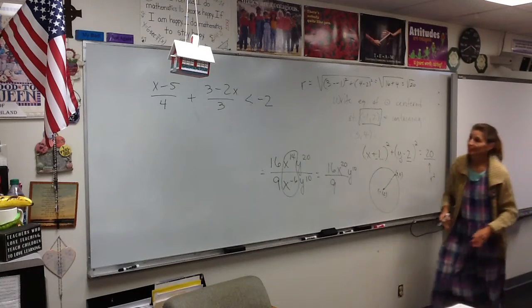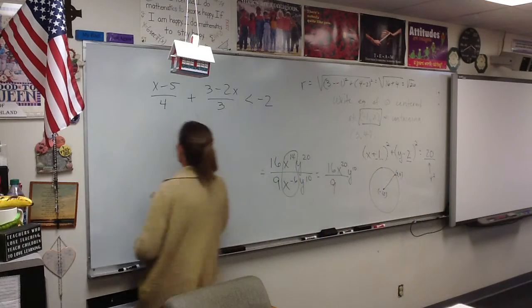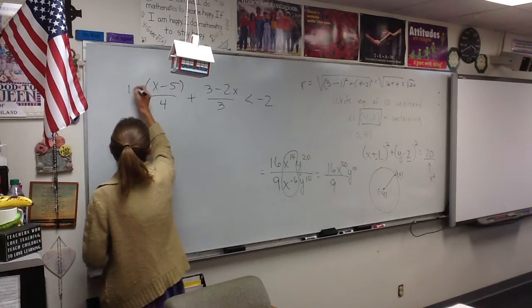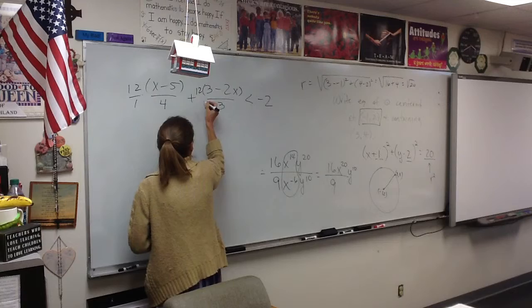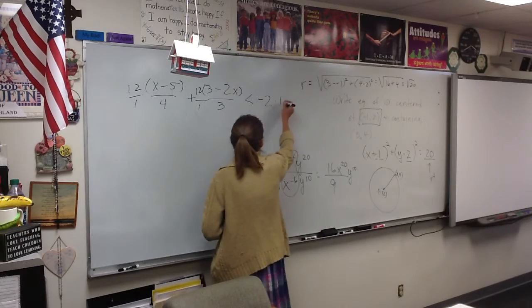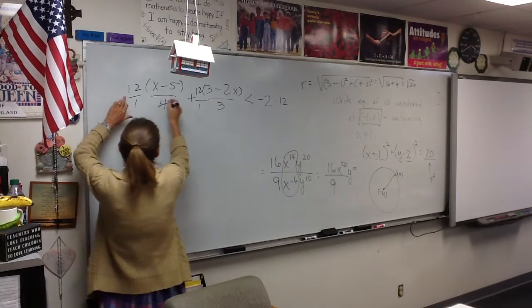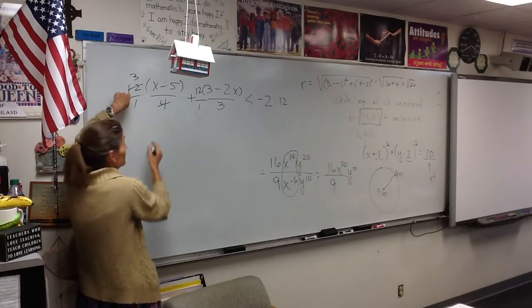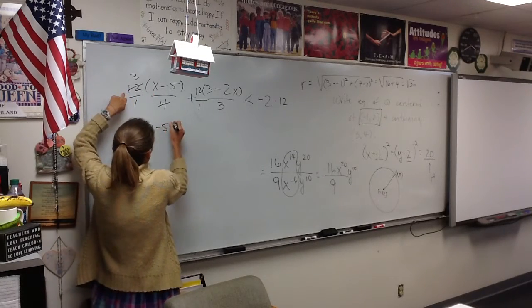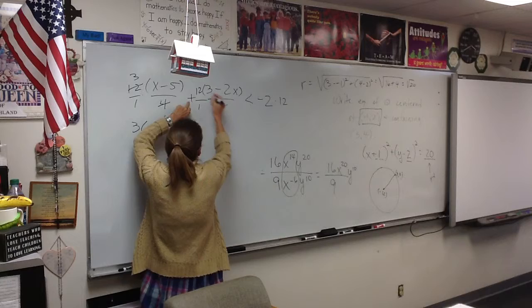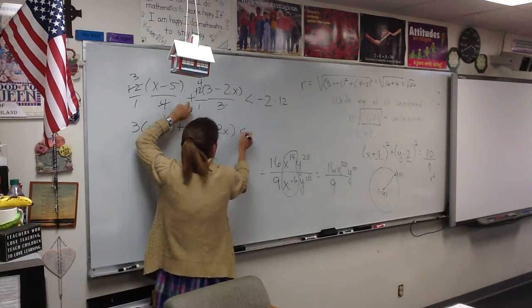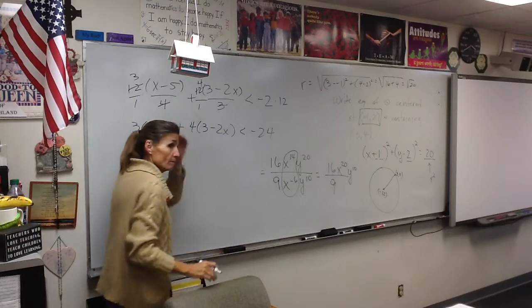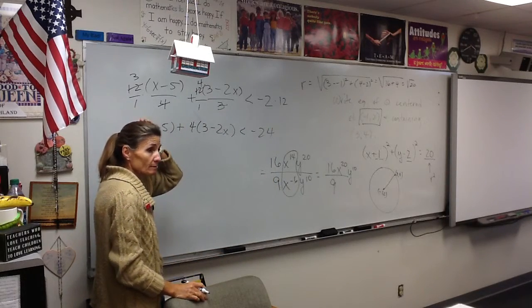Maybe times everything by 12. I think that would be an awesome idea. Timesing everything by 12. I think that's great, because 4 goes into 12 3 times. So we're gonna have 3 times x minus 5 plus 4 times 3 minus 2x is less than negative 24. I think that's perfect.